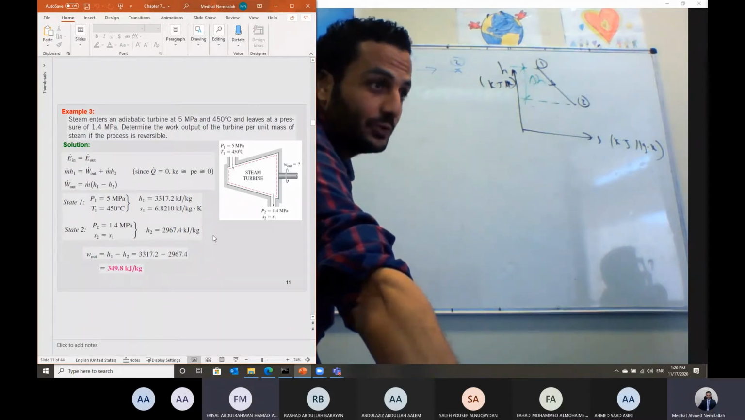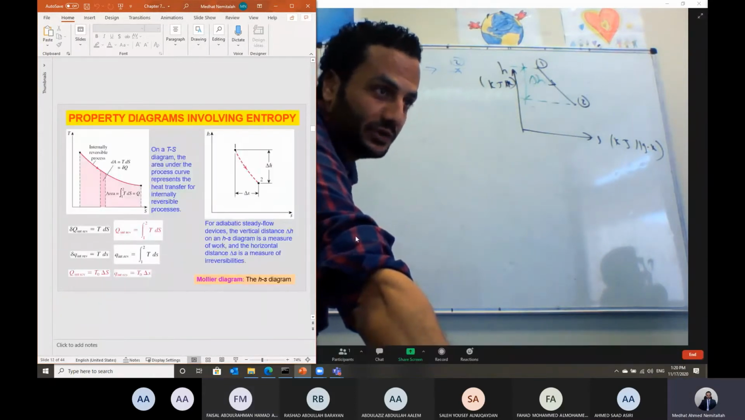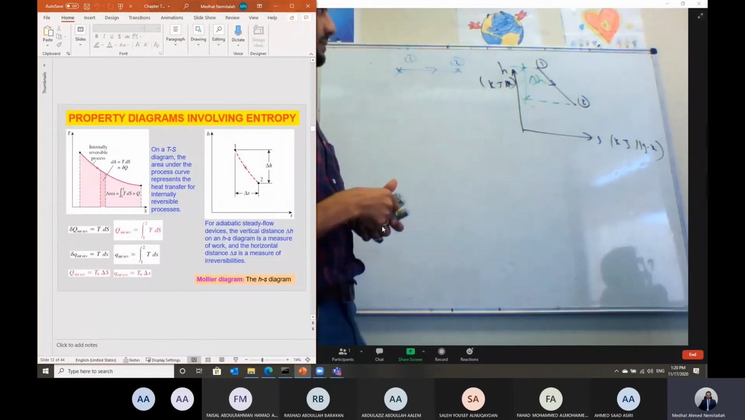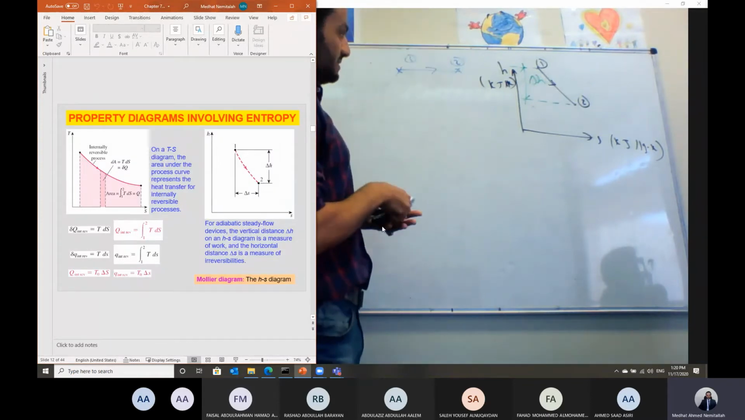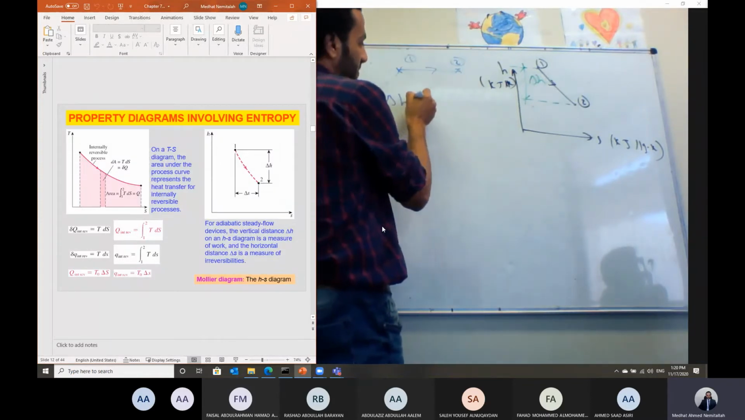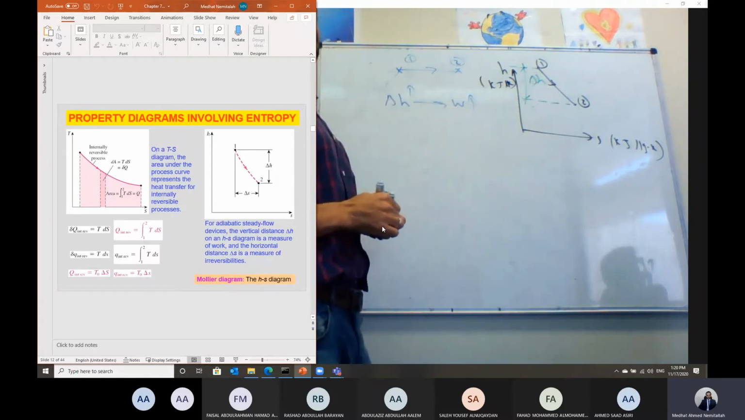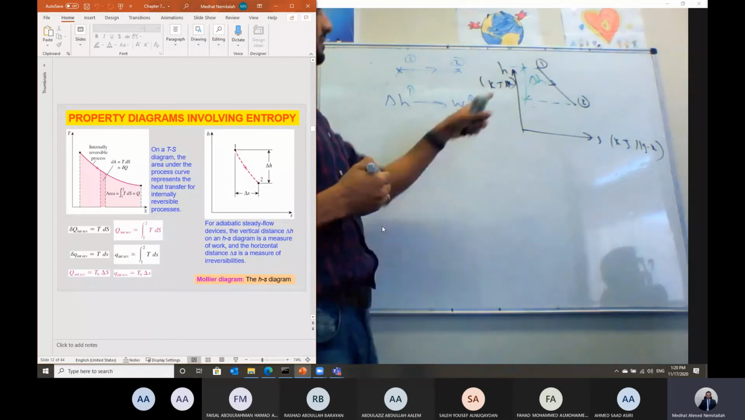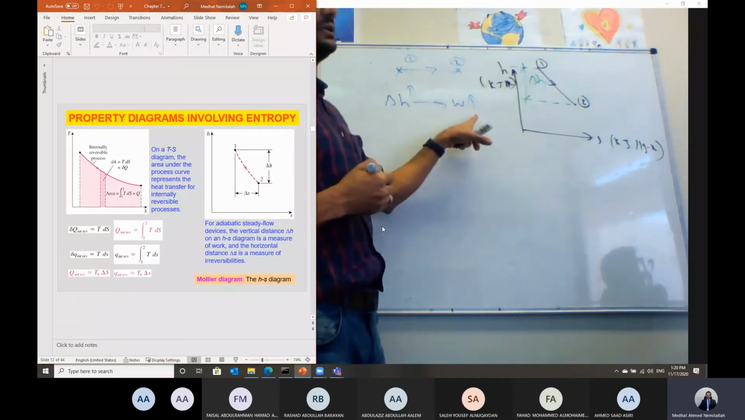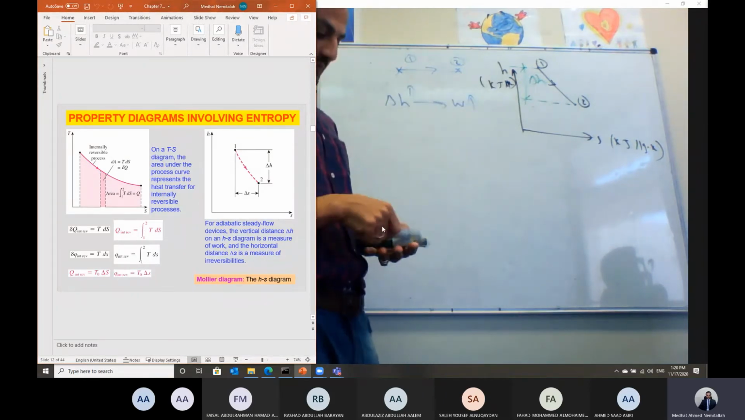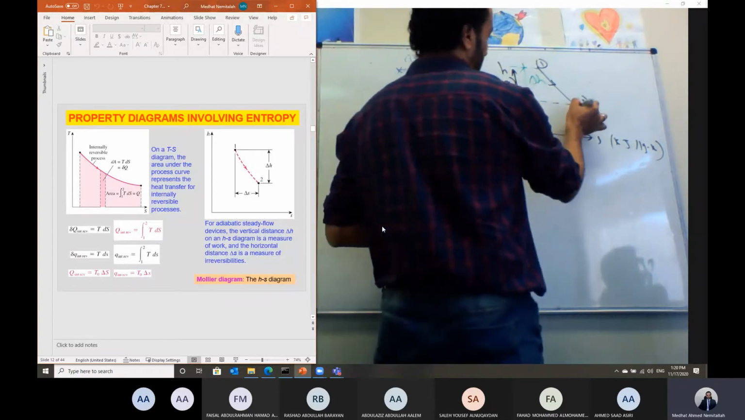About the work output based on the first law of thermodynamics. If you look at the Mollier diagram, as this difference increases, that means if delta H is high, the work output of the system should be high in this case. So delta H in the Mollier diagram gives us an indication about the work output of this system. But what about delta S?